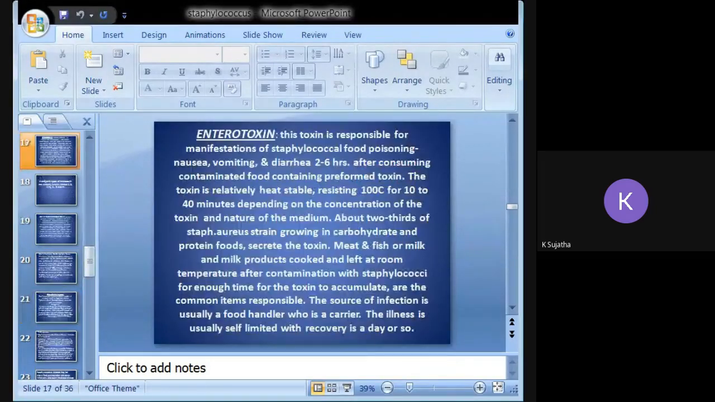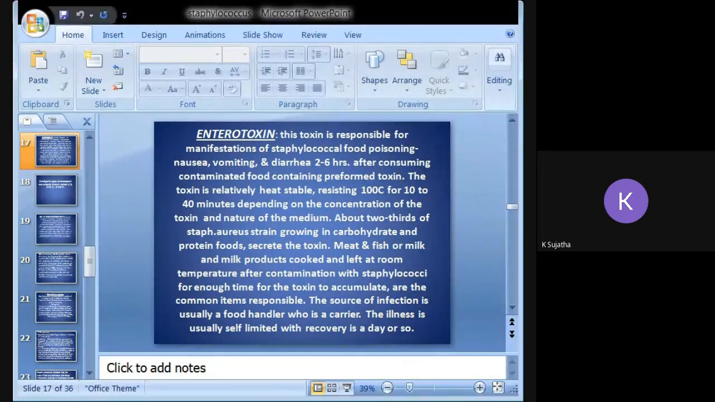Enterotoxin, after entry into the human body, mainly causes food poisoning. How does this type of toxin enter? This bacteria, Staphylococcus aureus, is present in food materials: carbohydrate foods, protein foods, meat, fish, milk, and milk products, curd. All these items can have Staphylococcus aureus. And then the bacteria secrete the toxin into this kind of food materials.